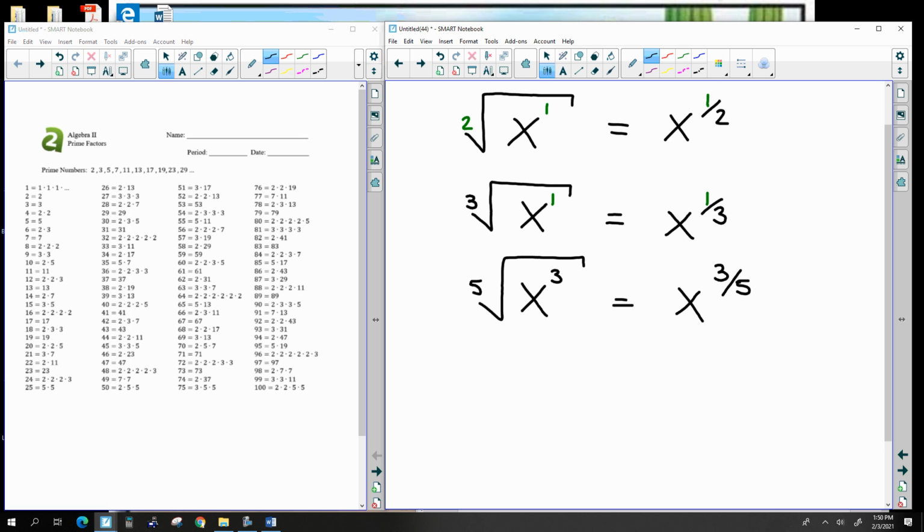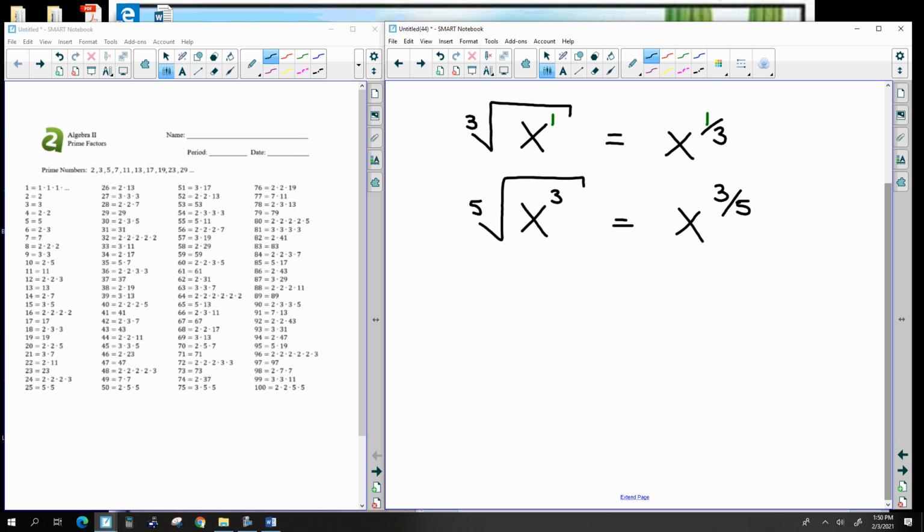A couple notes about something. Let's say I have x to the 2/3. This can be written in a couple different ways. Here we have x squared, and this is on the inside of a 3rd root. So you can legitimately write it like that: x squared under the 3rd root.